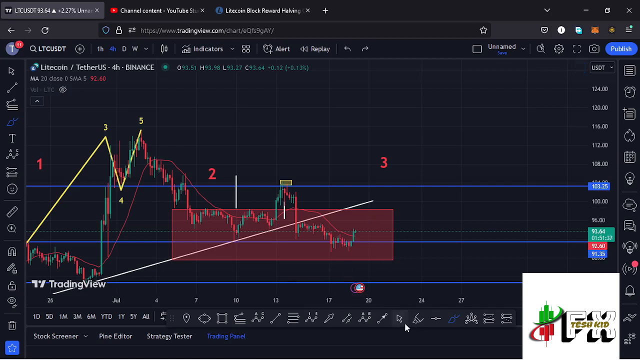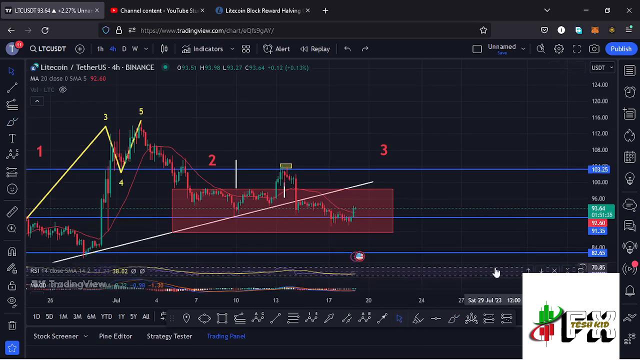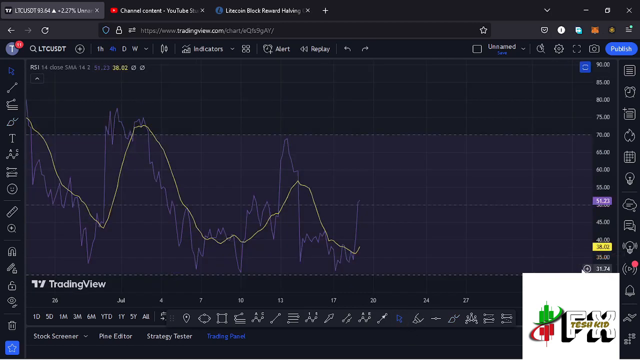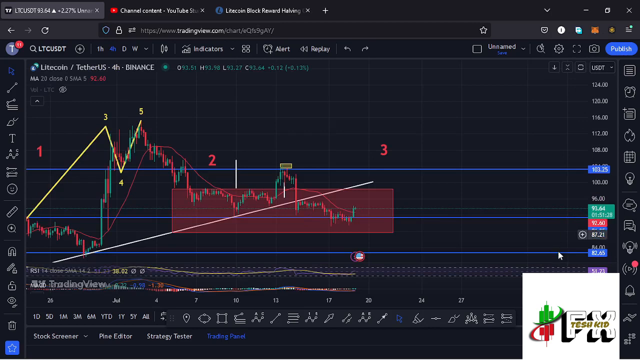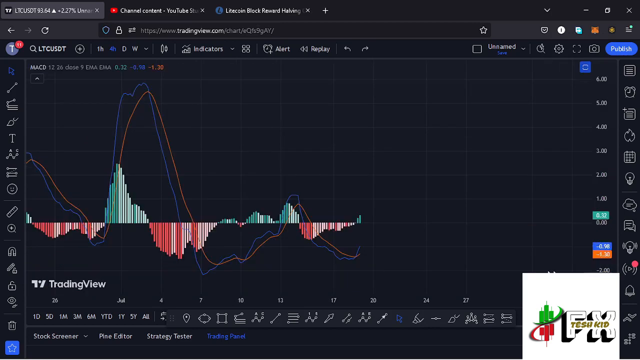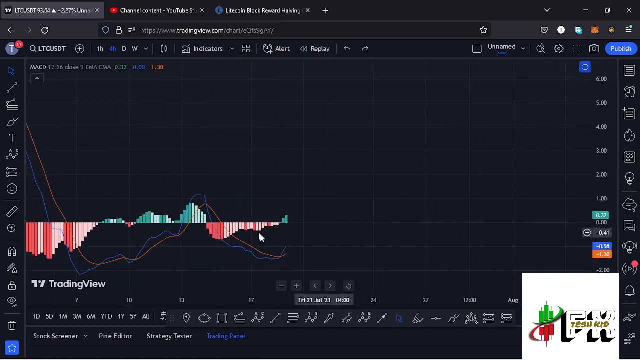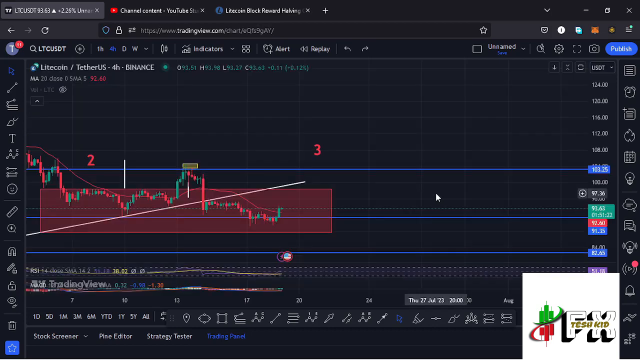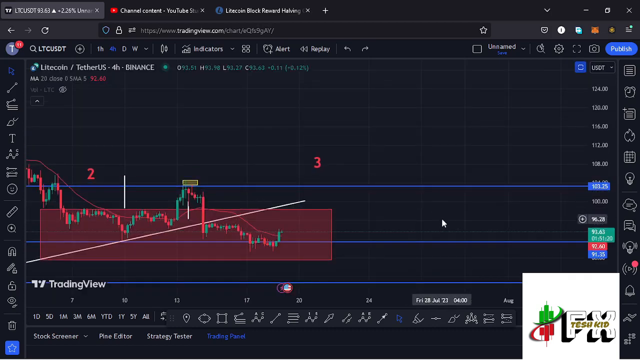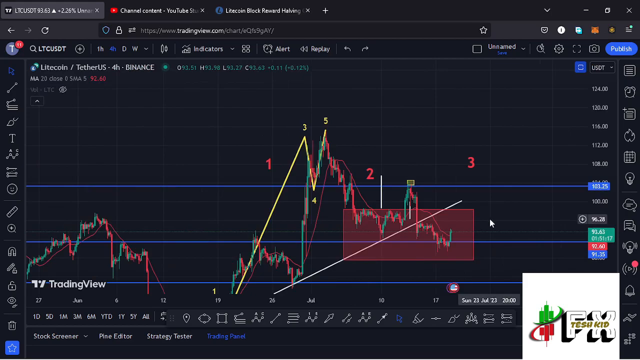And also taking a look at the indicators to see what movements will be supported. On the RSI, we are trading at around the 51 mark, fully supporting higher prices. On the MACD, we have been able to print a bullish cross, fully supporting higher prices. So let's be patient and see how that plays out, and I will be keeping you updated.